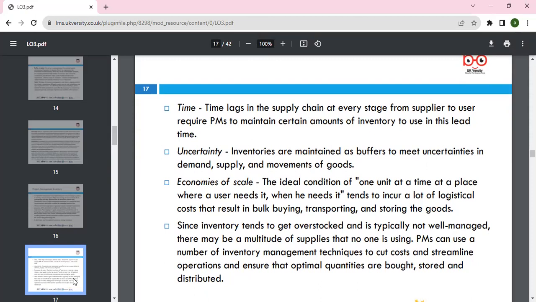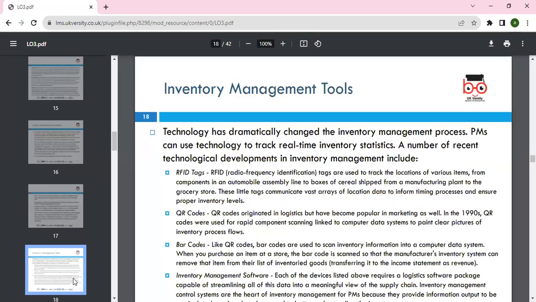Okay, so inventory management tools. Technology has dramatically changed the inventory management process, because we have the IBM system 3090 and various others which link with satellite, and we can manage the inventories accordingly. Among a number of recent technology developments, we have RFID, which stands for radio frequency identification. Yes, we can look at that.